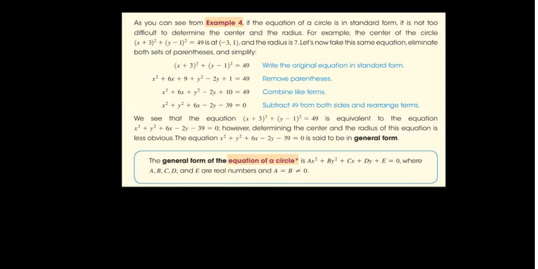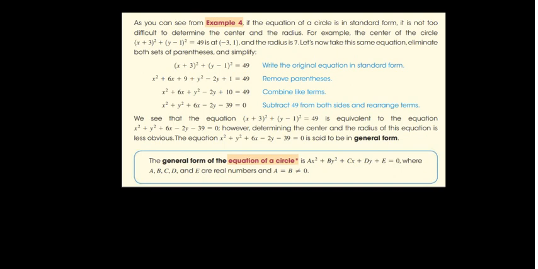Okay, so here we go. From the top, as you can see from example 4, if the equation of a circle is in standard form, it's not too difficult to determine the center and the radius. That's obvious because if it's in our standard form, it's pretty much written out for us, right? So looking here, we know that my center is negative 3, positive 1. My radius would be the square root of 49, which is 7. So that's not hard.